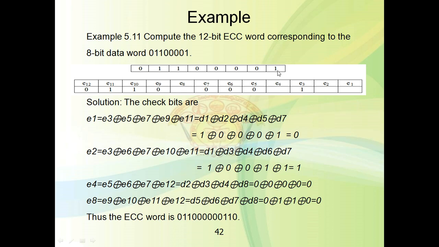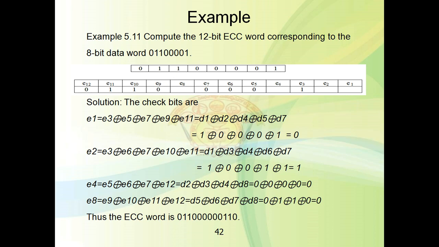We have to place the data bits directly: d1 here, d2, d3, d4, d5, d6, d7 and d8 at the remaining positions. In this way we can place all the bits.